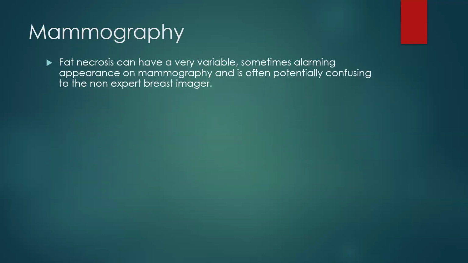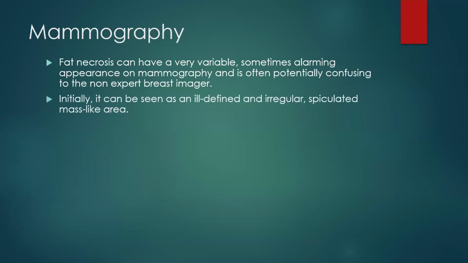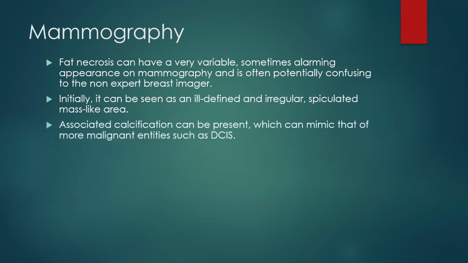Fat necrosis can have very variable, sometimes alarming appearances on the mammogram and is often potentially confusing to the non-expert breast imager. Initially, it can be seen as an ill-defined and irregular spiculated mass-like area, and associated calcification can be present, which can mimic that of more malignant entities such as ductal carcinoma in situ.